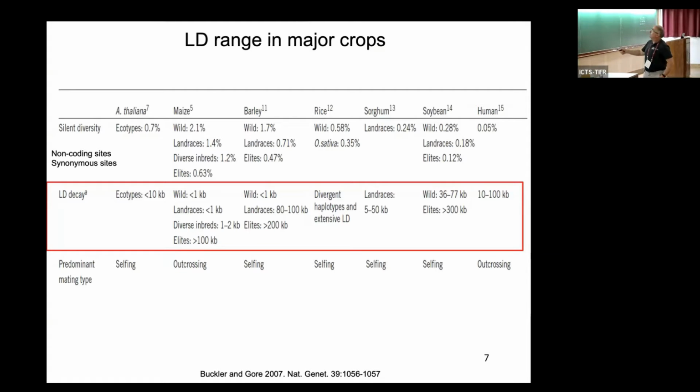But for example, over here, if I'm looking at landraces in barley, I'd want to have a couple of markers per 100 kilobases. If I've got more markers, I probably can't use that information. If I have fewer markers, I'm missing those blocks. Now, what accounts for these differences in block sizes?